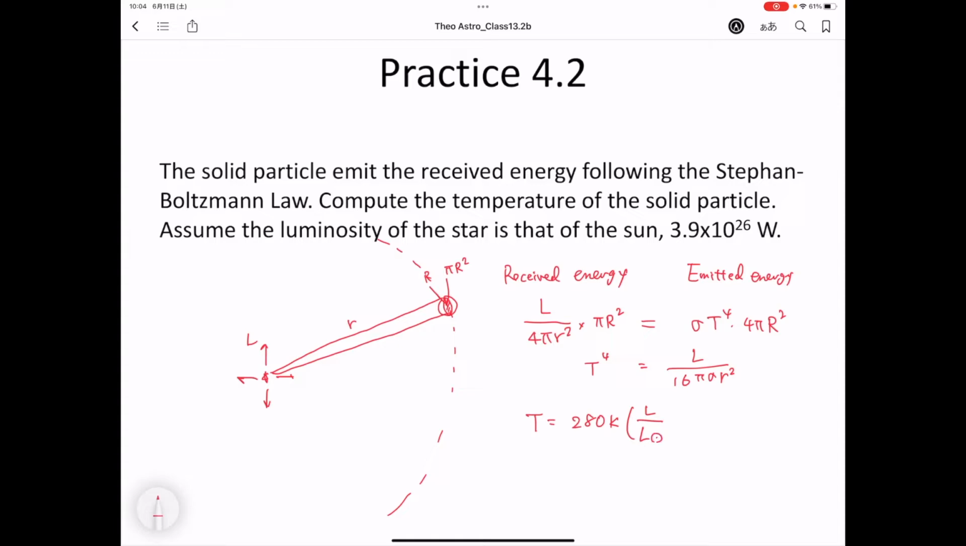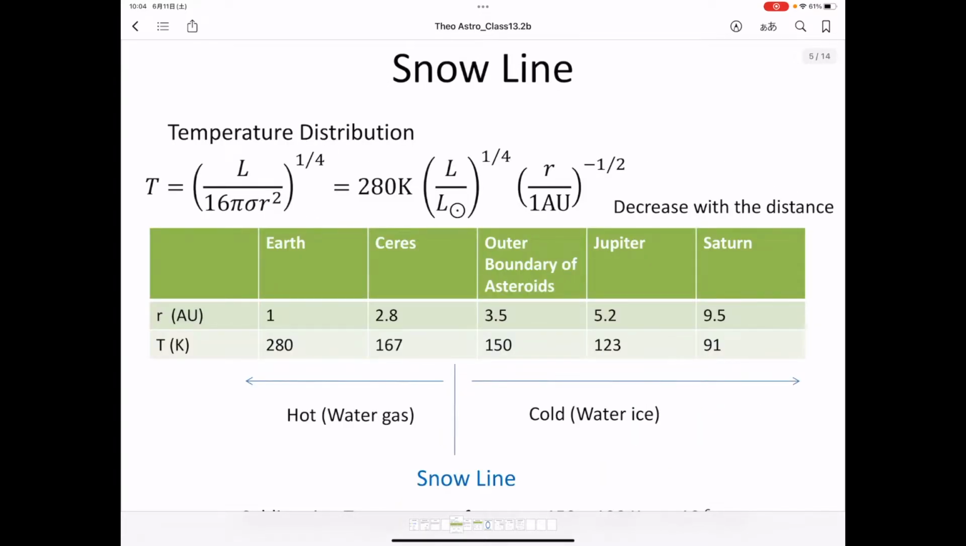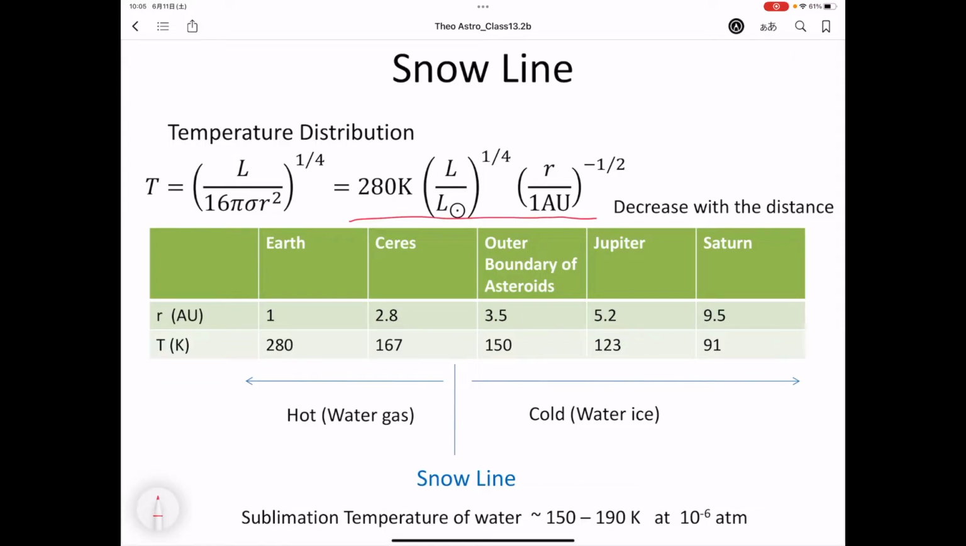T equals 280 kelvins, with L substituted as solar luminosity, power index 1 over 4, and R over 1 AU to the power minus 1 over 2. Solar luminosity is 3.9 times 10 to 26 watt. So we could find out the temperature of a disk considering the energy balance of a solid particles. Then we discover the temperature distribution of a disk is given by this, 280 kelvins at 1 AU. This is temperature of a disk as a function of a distance from a protostars, and the unit is AU. At 1 AU, 280 kelvins.